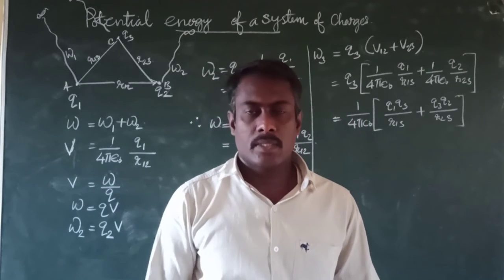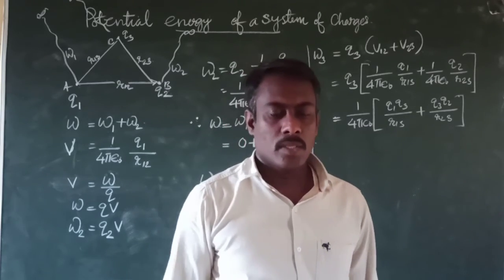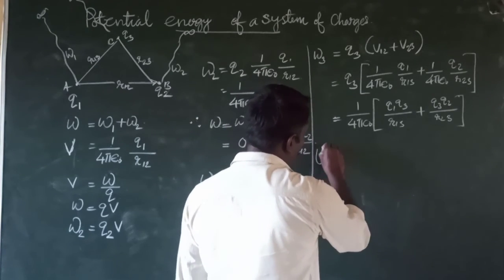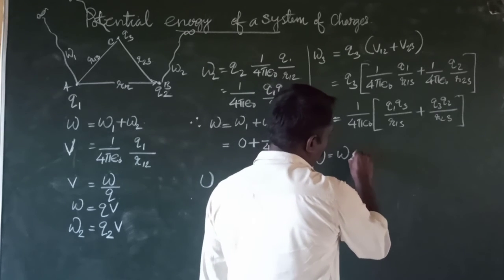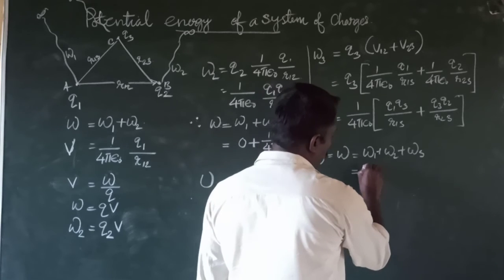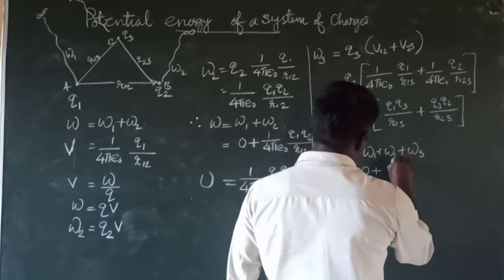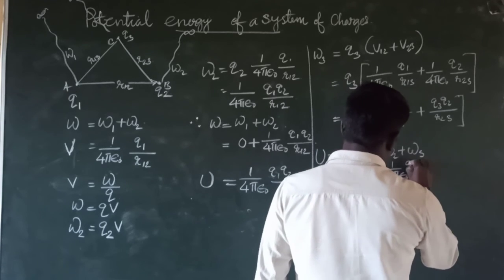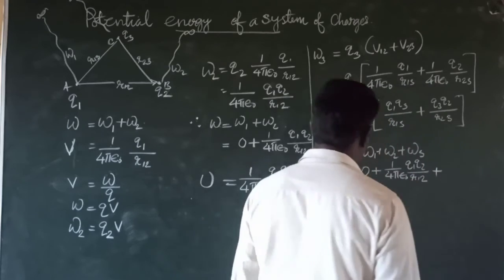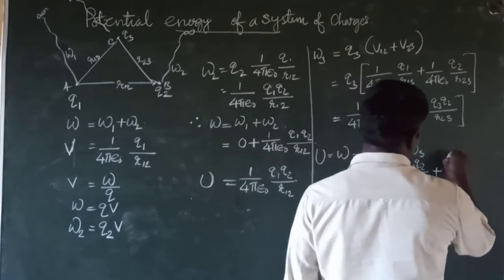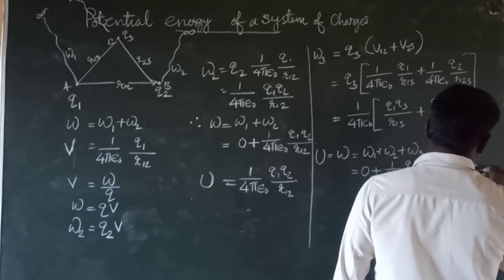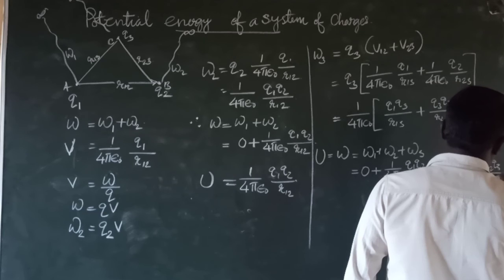Now we need to calculate the total work done of the system. As per the law, the total work done will be the total potential energy of that system. So we can say that the total potential energy of the system U is equal to W, that is equal to W1 plus W2 plus W3. Then we know that W1 is equal to 0, and W2 is equal to 1 by 4 pi epsilon 0 into Q1 into Q2 divided by R12 plus W3, that is equal to 1 by 4 pi epsilon 0 into Q1 into Q3 divided by R13 plus Q2 into Q3 divided by R23.